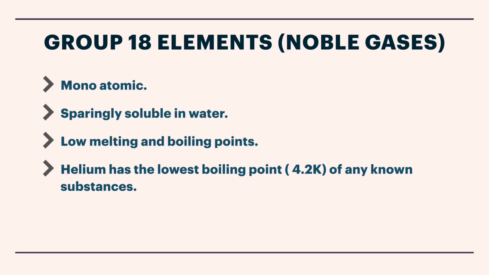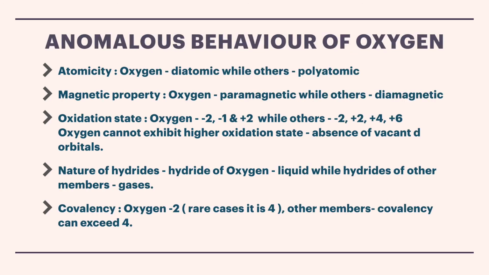Now, we'll see the next topic, that is anomalous behavior of oxygen. It is very important. So first we'll understand what we mean by anomalous behavior. It is said that oxygen shows anomalous behavior compared to the other members of the oxygen family. That means the properties shown by oxygen are different from the other members of the family, deviating from the normal trend shown by the oxygen family.